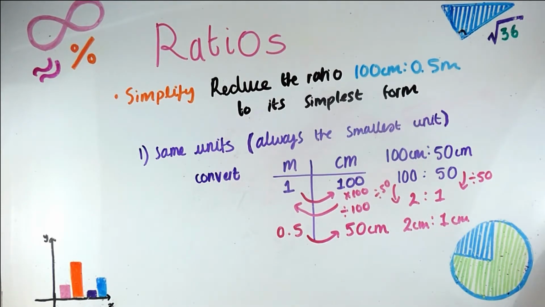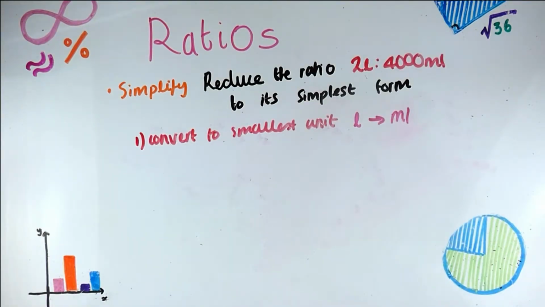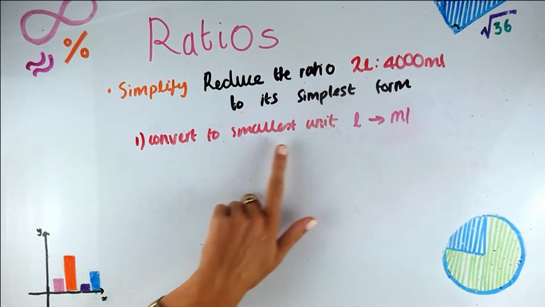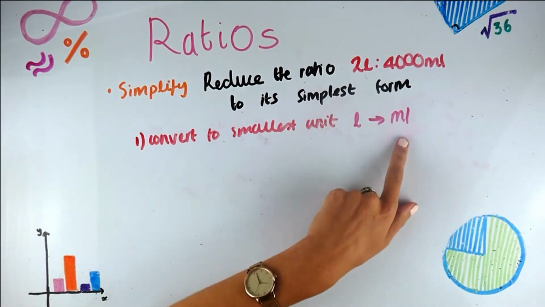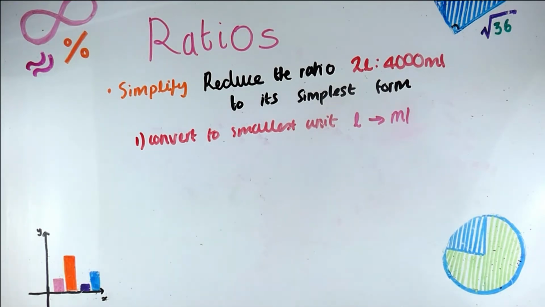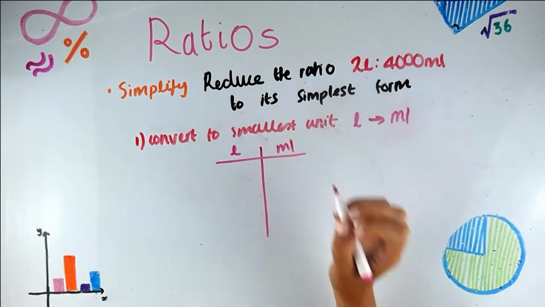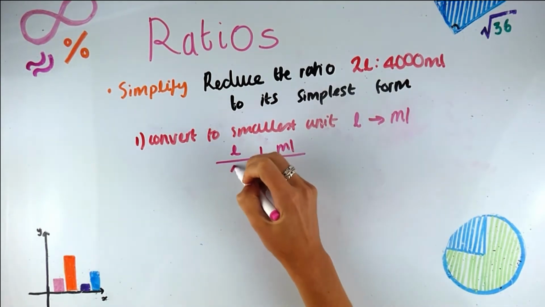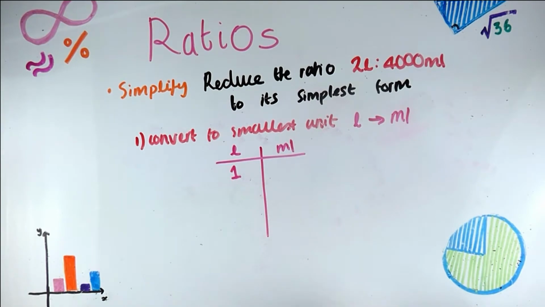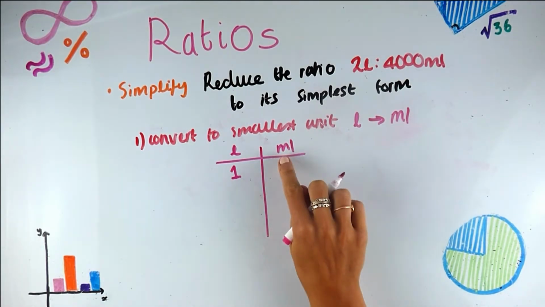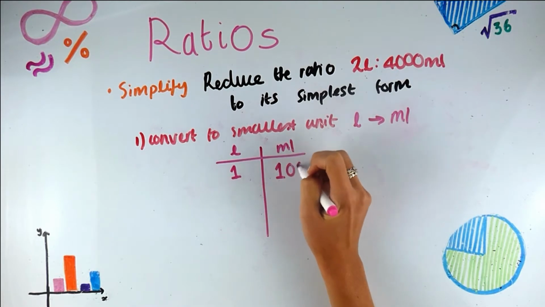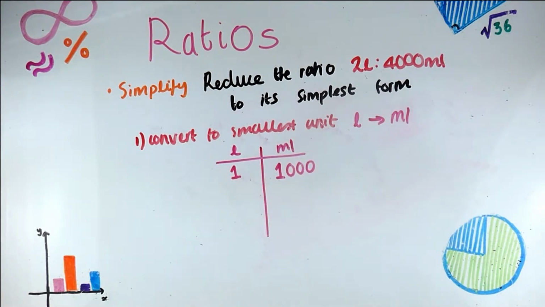We'll do another example. So here we're reducing the ratio 2 litres to 4,000 millilitres to its simplest form, and because they're different units, we have to convert to the smallest unit, which is millilitres. We're converting from litres to millilitres. So if we do our column, we have litres here and millilitres over here. In 1 litre, you can either do this by just remembering it, or you know that milli means 1,000, so there are 1,000 millilitres. So let's work out how we got there.